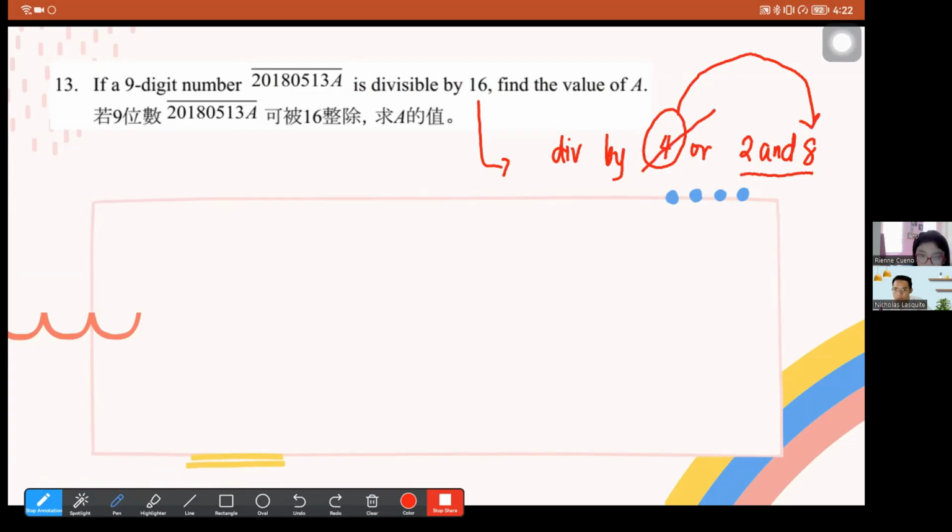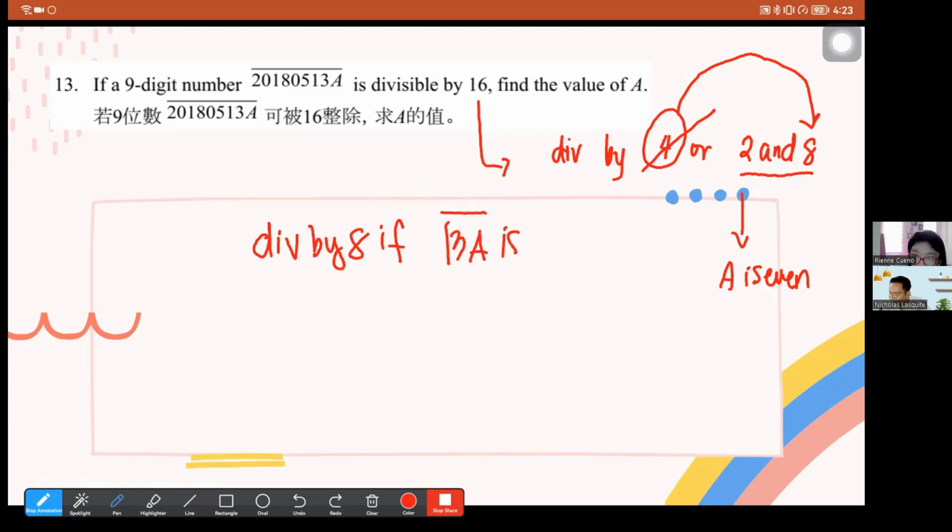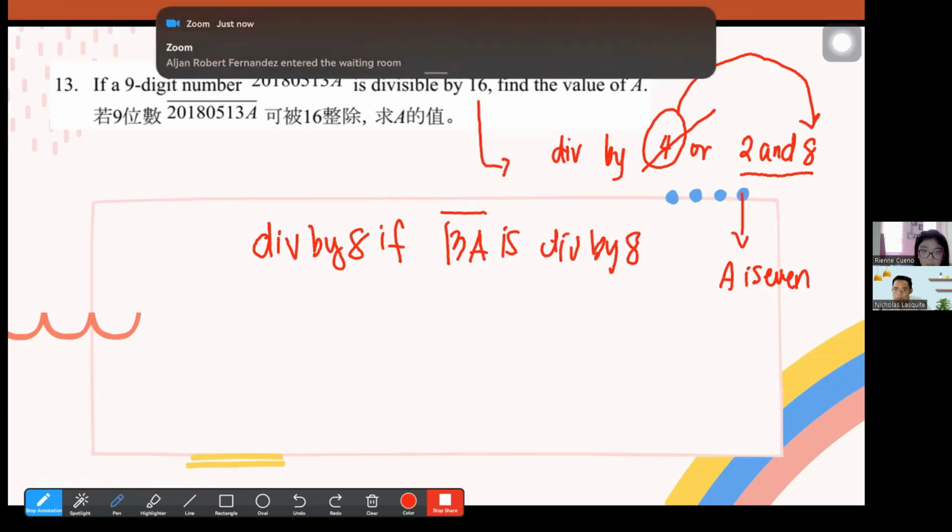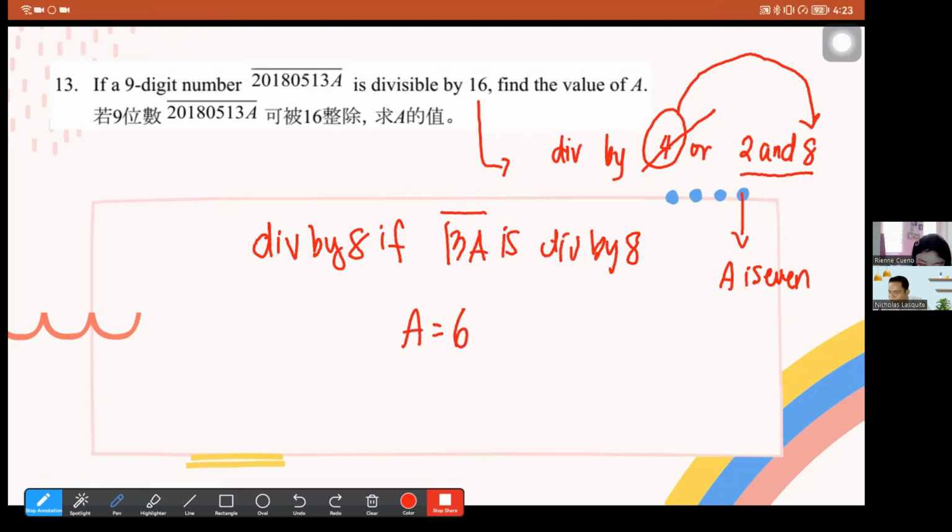It's only divisible by 2 if the A is even, right? It's divisible by 8 if 13A is divisible by 8. And the only number that makes it divisible is A equal to 6, because 136 divided by 8 is equal to 17. And there would be no other answer. So the answer here is 6.